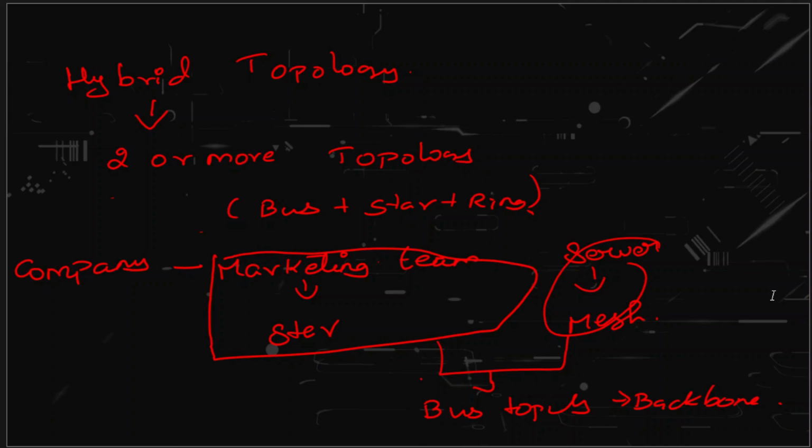So why do we use it? Because it's flexible. It allows the company to grow and change based on each department's needs. So if the marketing department needs some other topology, then they can change it and customize it as per their needs. So this allows the company to grow. It's more complex to manage, but it's how the actual internet is built. So hybrid is a combination of two or more.